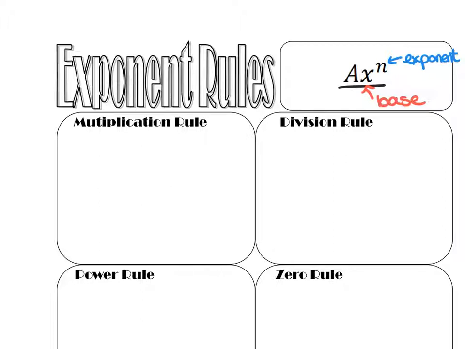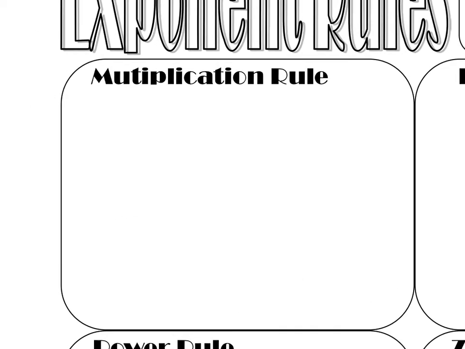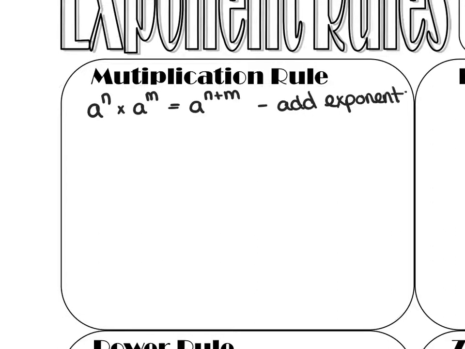So the first rule is the multiplication rule. What the multiplication rule says is that if we have a to the n times a to the m, all you're going to do is add the exponents. Now, whenever we're doing these rules, the main thing to keep in mind is that the base is the same. If the bases are not the same, then we can't use the rule.